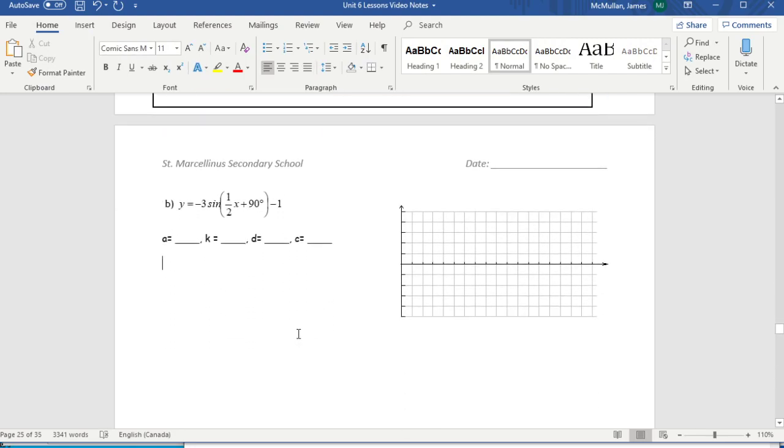Okay, next one. Now for the next one, the a value is -3. The k value is 0.5. The d value is, again, you need to factor this. So the d value is -180, right? When you factor the 0.5 out of it. And then the c is -1.